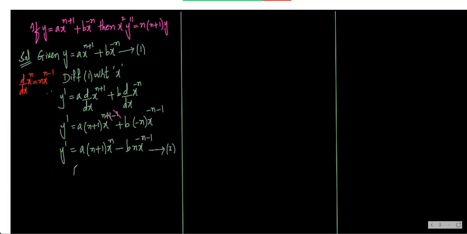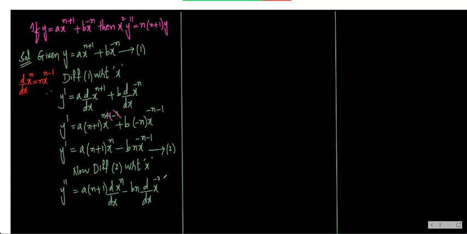Now differentiate 2. Now differentiate equation number 2 with respect to x. अब y डैश का डेरिवेटिव दो बार करने से y डबल डैश हो गया. This is equal to a into n plus 1, till here it is a constant. Now again we apply like that. d by dx apply करेंगे x to the power of n के लिए. Minus bn is a constant. d by dx of x to the power of minus n minus 1.